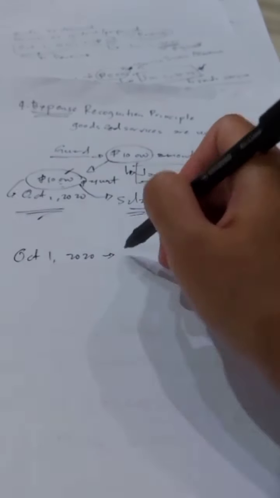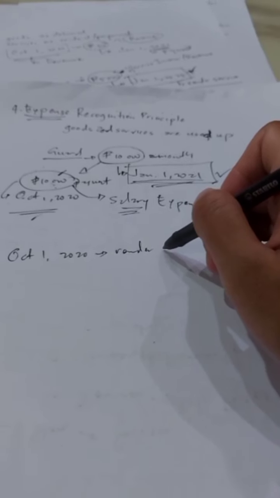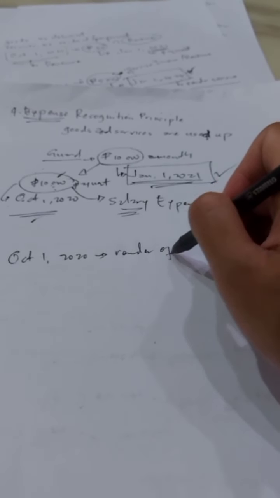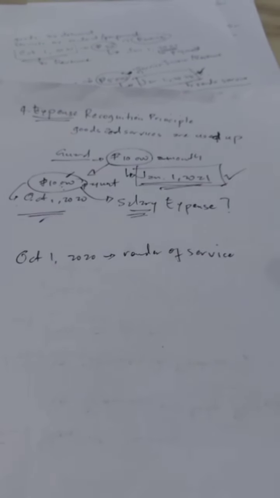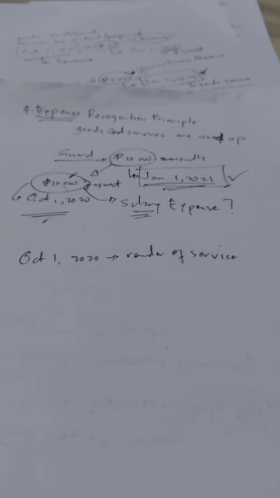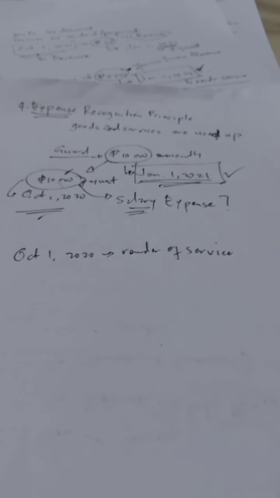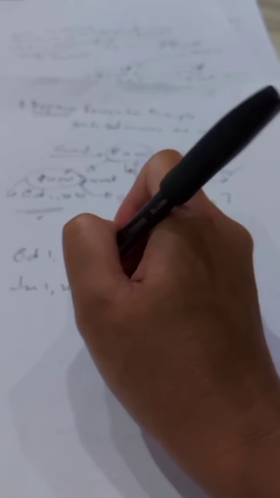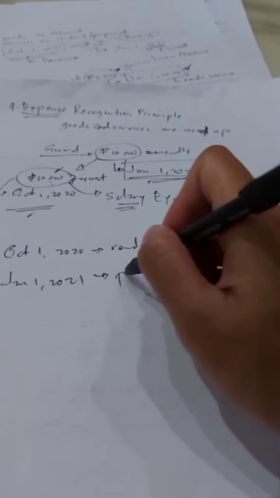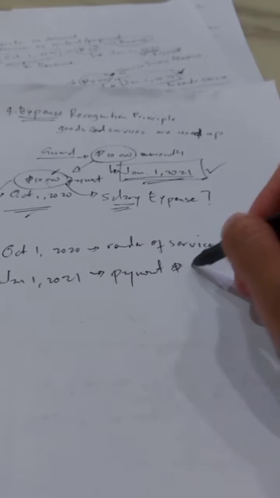So, what if baliktarin naman natin? Okay, baliktarin natin. Sabi natin, October 1, 2020, magre-render na siya ng service. Pero sabi lang naman natin, let's say monthly yung report natin, bayaran natin siya. Magre-render na siya ng service, pero babayaran naman natin siya January 2021. So, ito, doon pa lang tayo magbabayad ng 10,000 sa January 2021. So, ang tanong naman dito, kailan natin siya i-recognize as expense yung 10,000?